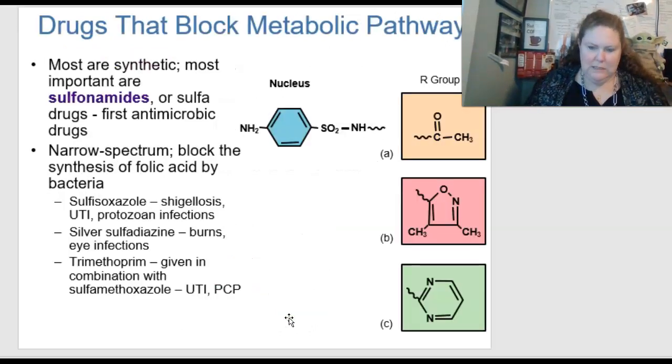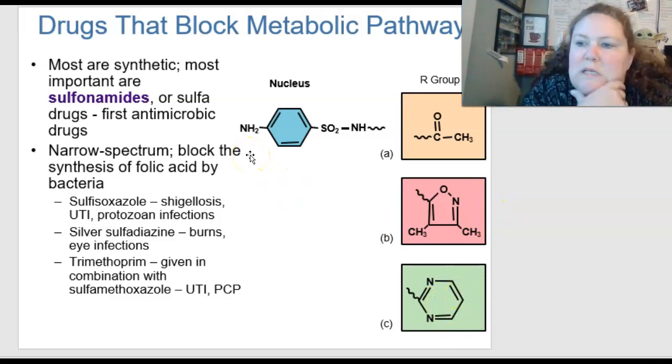So looking specifically at drugs that can block these metabolic pathways, this would be figure 12.11, the structures of some sulfonamides. The boxed side chains attach to the nucleus, and then this one would be the sulfa-acetamide, this is the sulfadiazine, and then this is the oxazole.